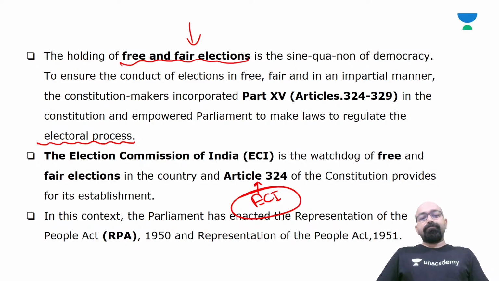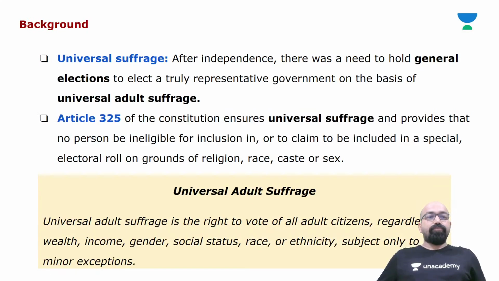So friends, when we are talking about the election process or who is conducting elections, I hope everyone attended the session. We have covered the topic of elections. The Parliament has enacted RPA 1950 and 1951 with regard to the elections. So there are points to be covered, like universal suffrage.